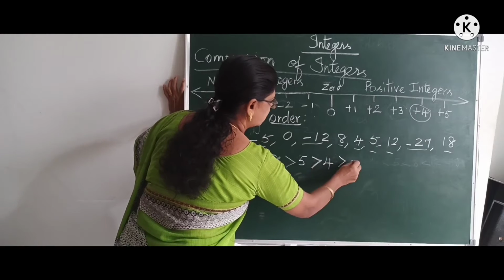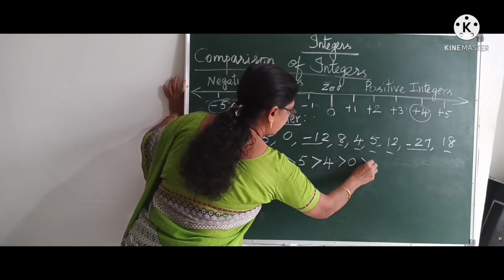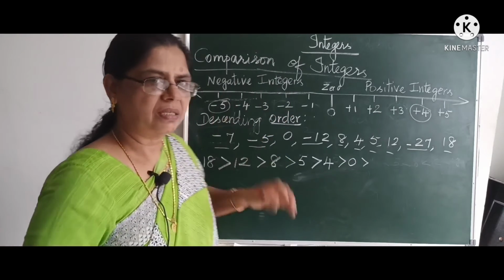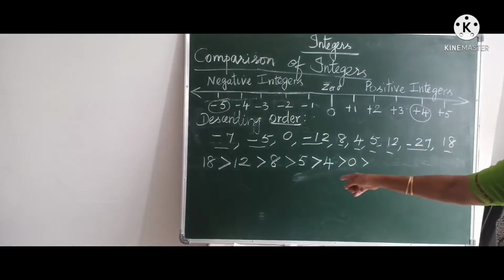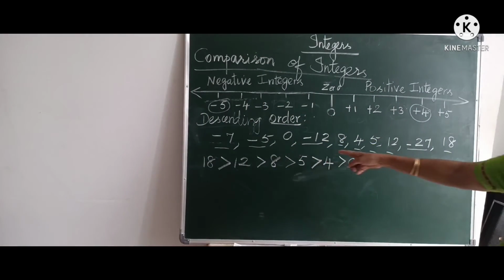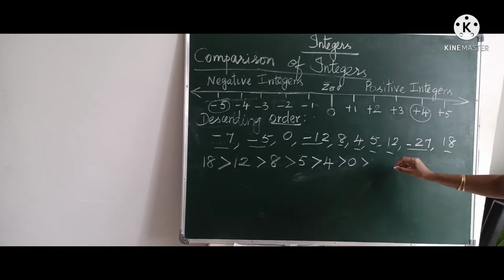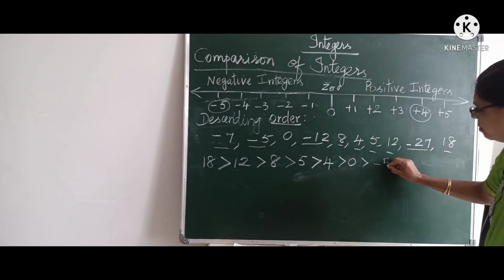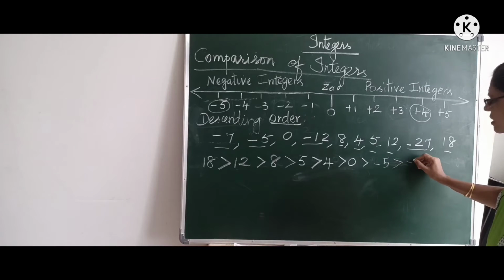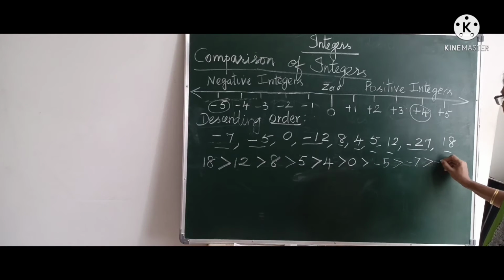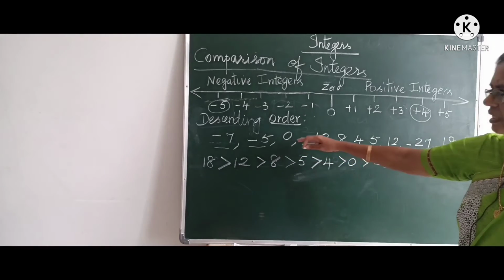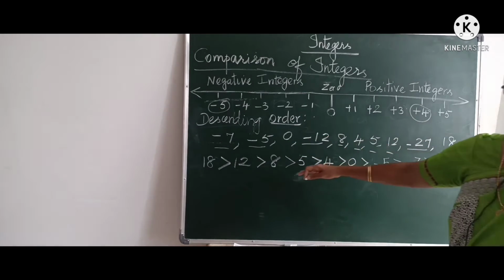So next you put 0 and then the biggest negative number in this group. There is minus 7, minus 5, minus 12 and minus 27. Minus 5 is bigger than minus 7, than minus 12, and last you have to write minus 27. So this is the way you have to arrange the integers in descending order.